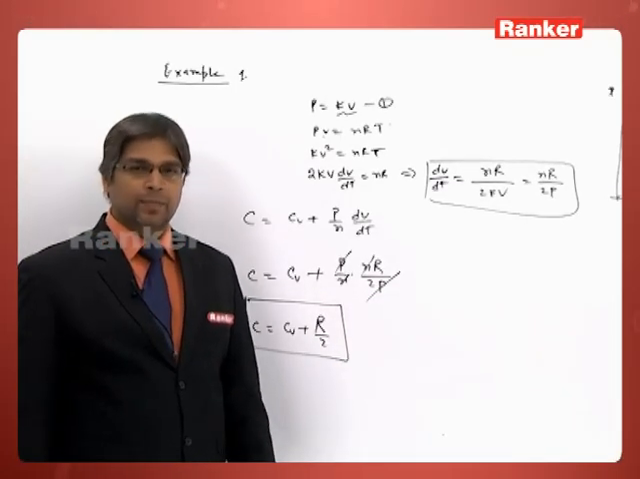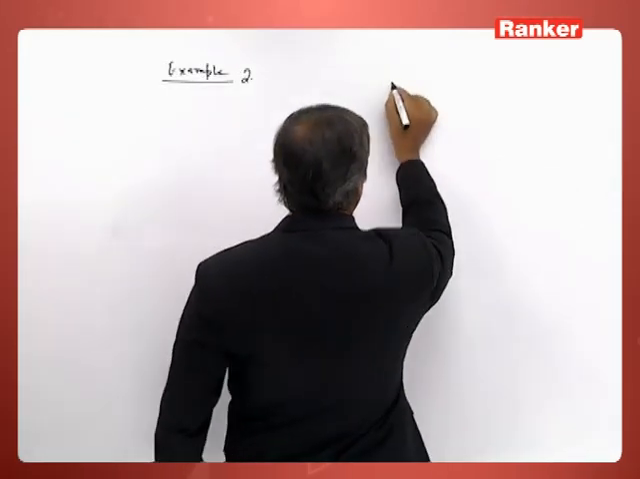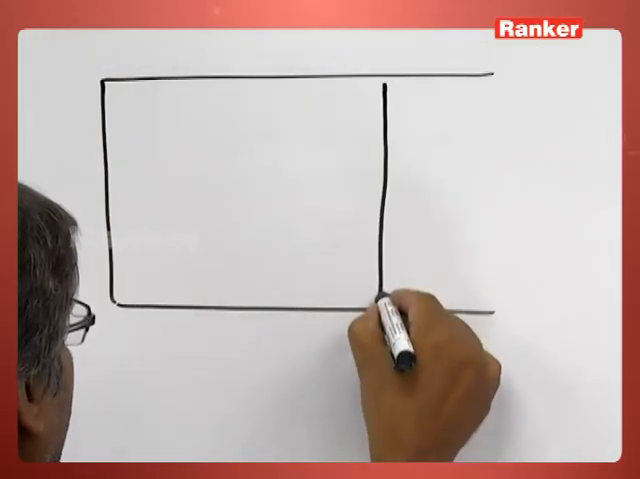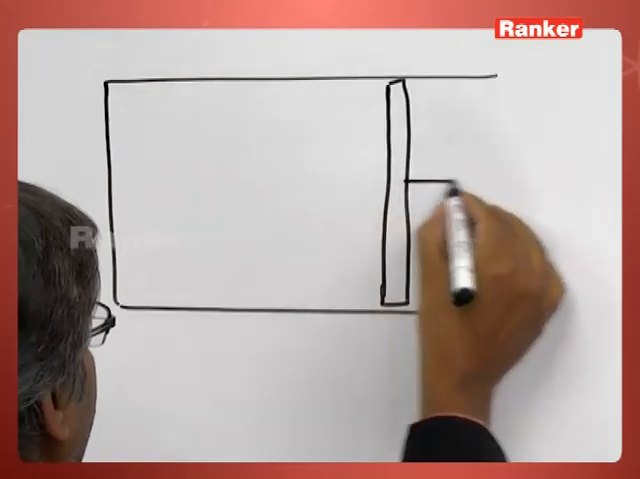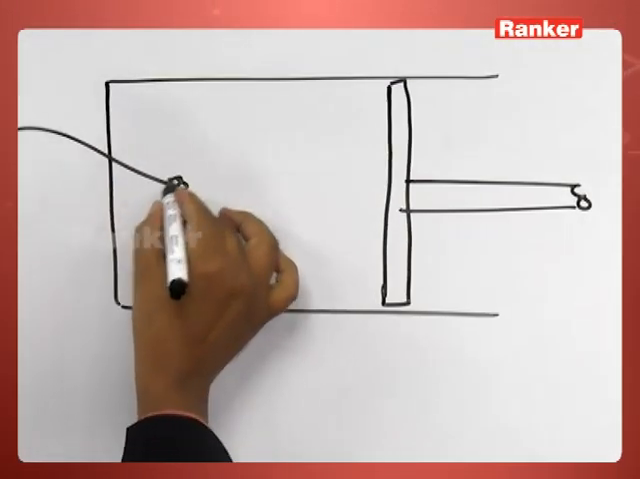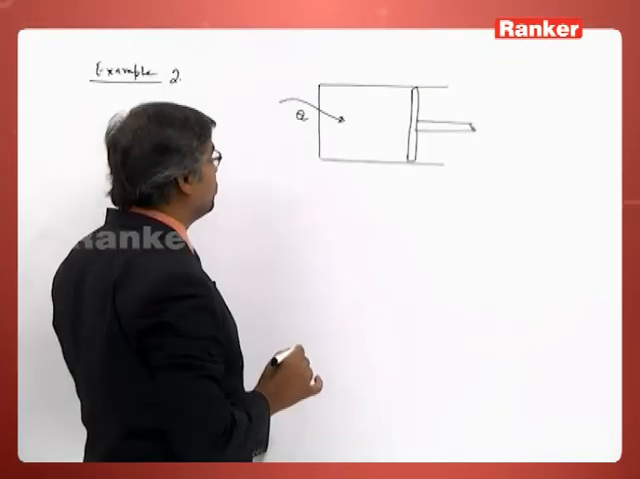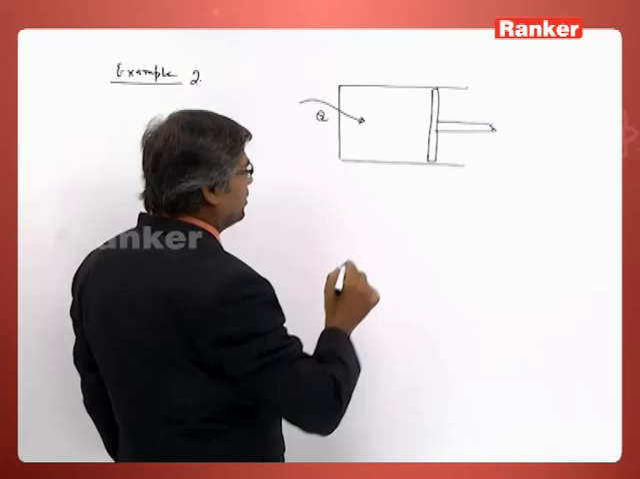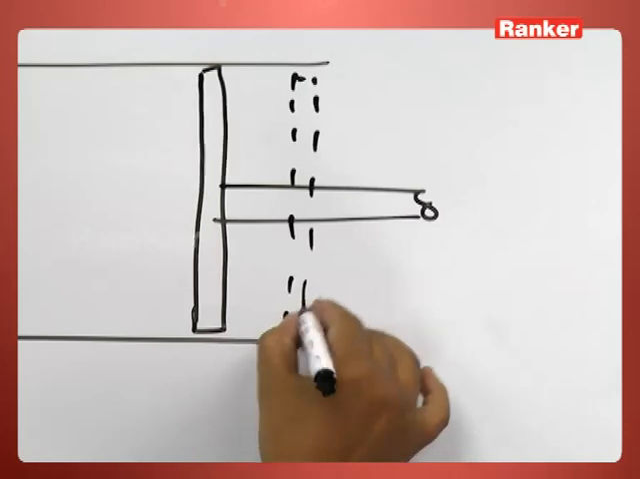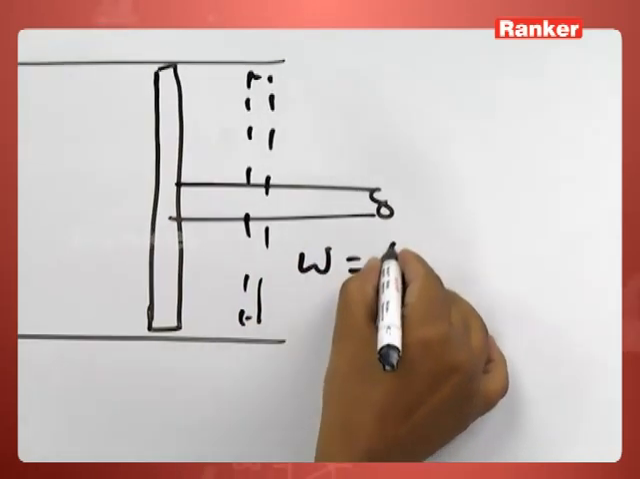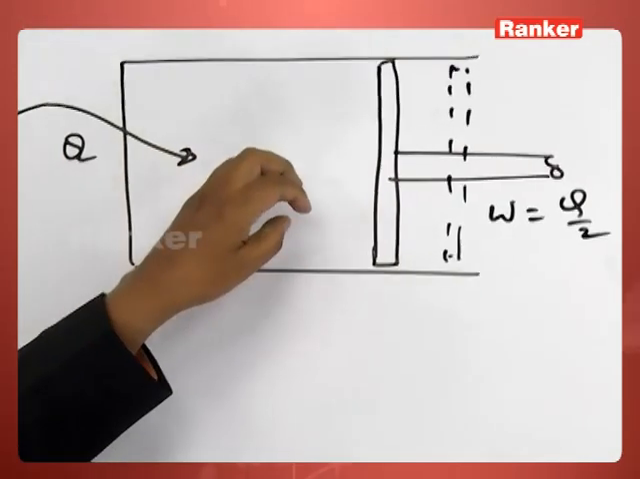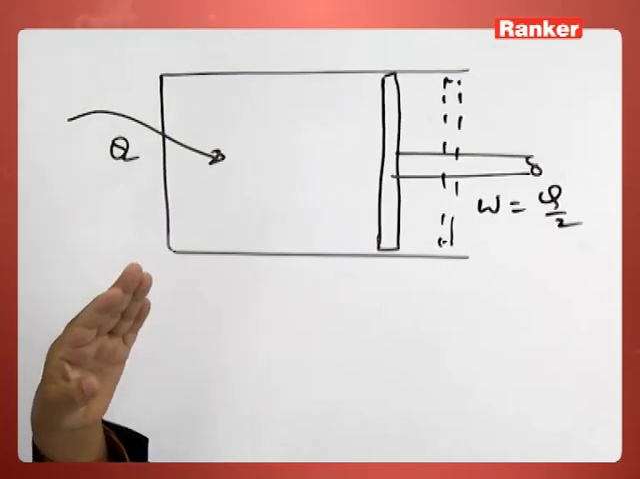Let us take another example. Here we have a gaseous system which is under a piston. In this gas system I have given Q amount of energy, and as a result the piston expands, and we have observed that it does work equal to Q by 2. So it uses 50% of the energy as internal energy, and the remaining 50% as work.